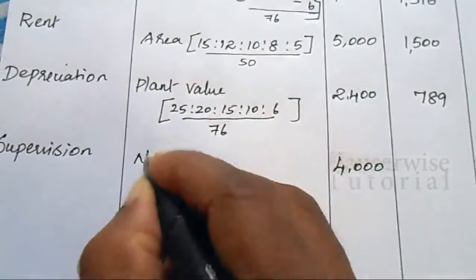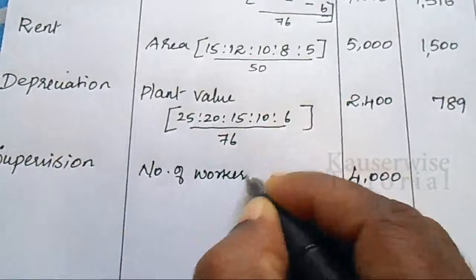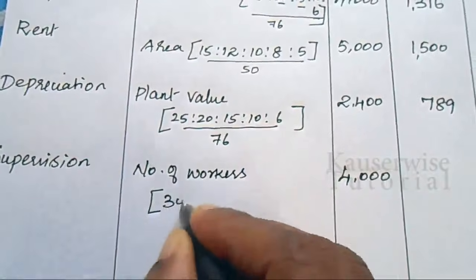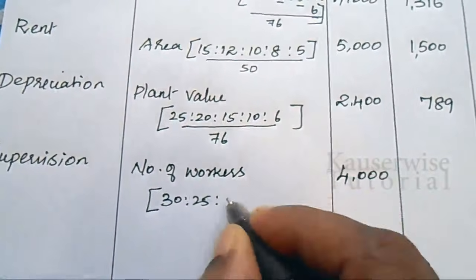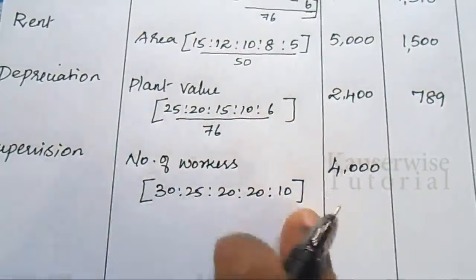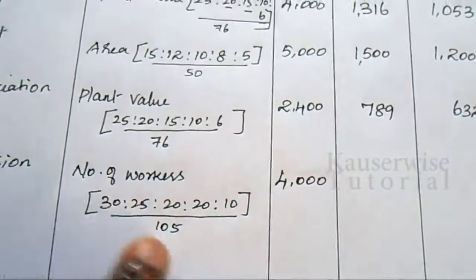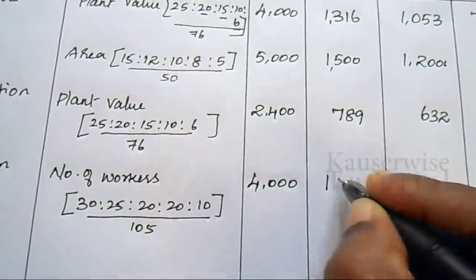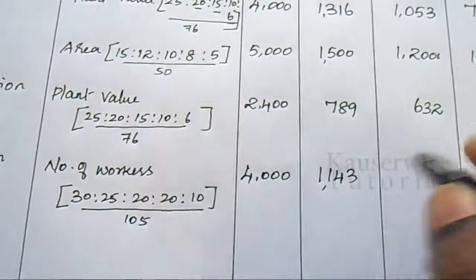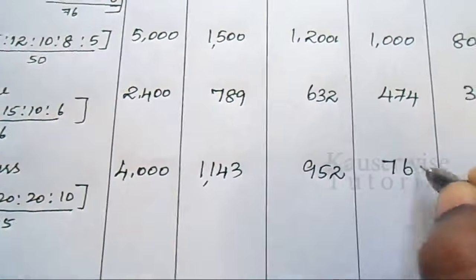30:25:20:20:10 on the basis of number of workers. Find the total: 105. Just apportion 4,000 into 30 divided by 105. 1,143. Then 952. Then 762.